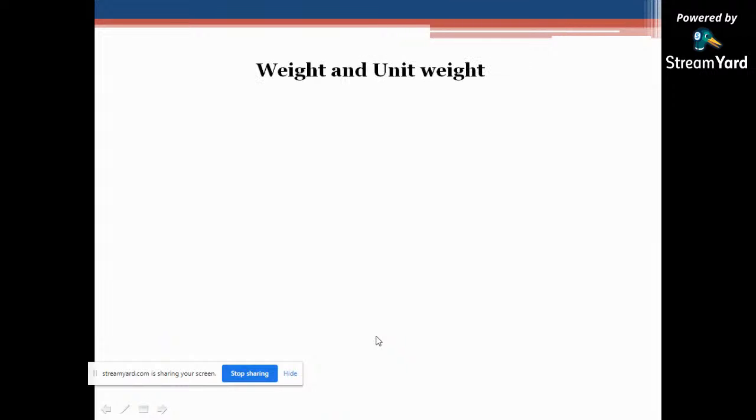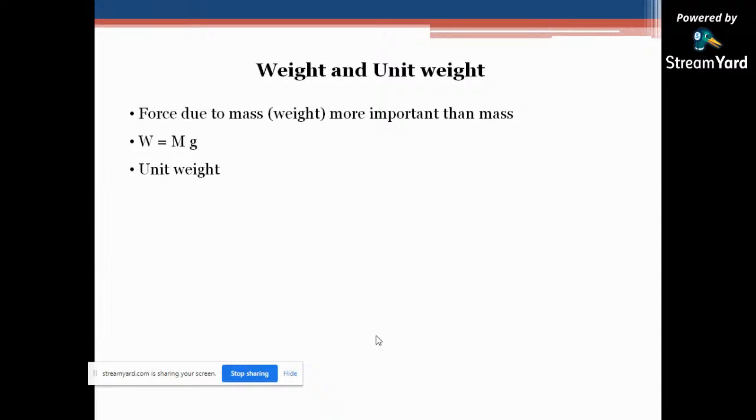Then weight and unit weights. Force due to mass, weight, is more important than mass. So what will be the weight? Anyone? Weight will be equal to mg. Then unit weight is there. Bulk unit weight gamma is given by W upon V, weight upon volume, which is mass into g upon V. Therefore, gamma is given by rho into g, where M by V is your rho, the density of soil.